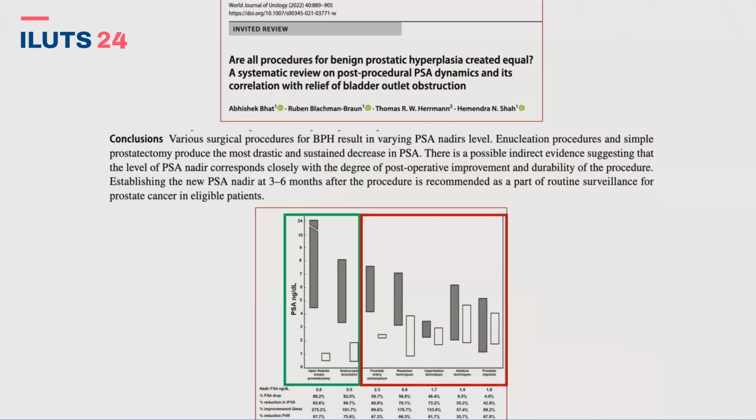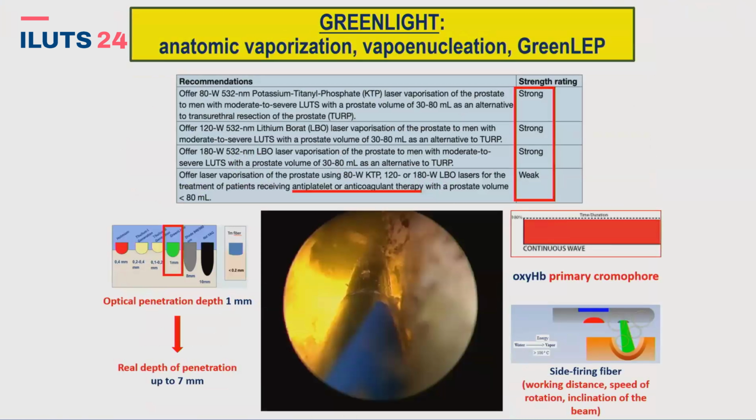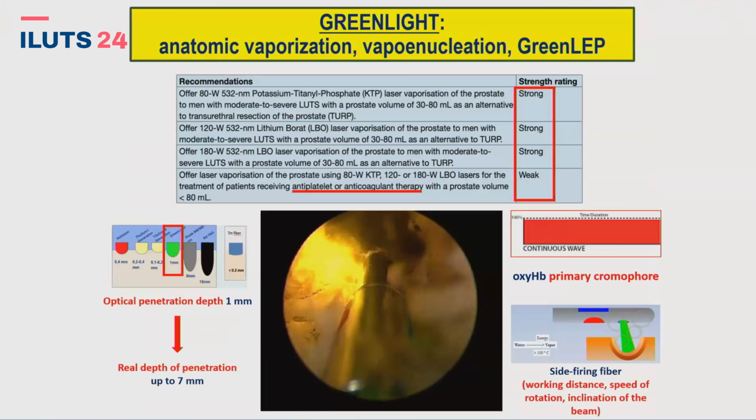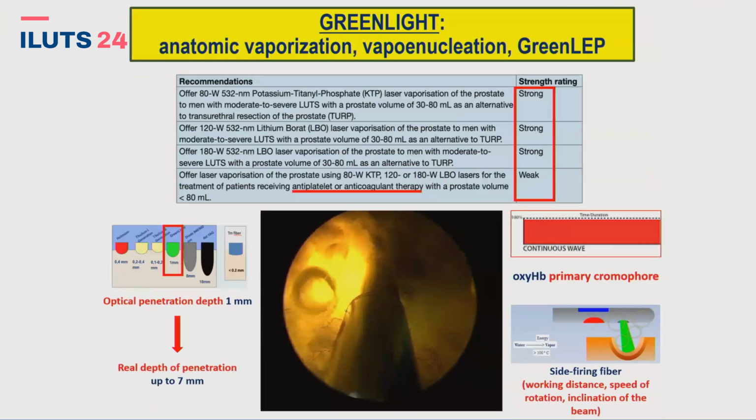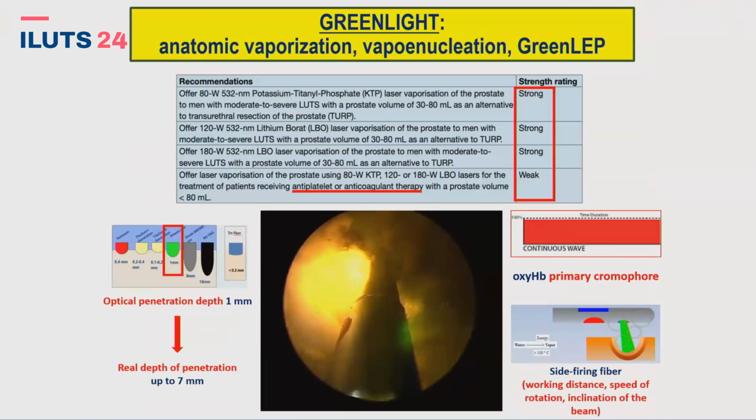And if we consider resection, vaporization, and enucleation, we have different winners. You see TURP is the best for resection, vaporization for green light, enucleation with different kinds of laser or other kinds of energy. Green light has a role today. I think that it is less than in the past, or than we would expect for this kind of laser, but in some particular patients, especially patients taking drugs for anticoagulative therapy, this is today one of the most important indications.